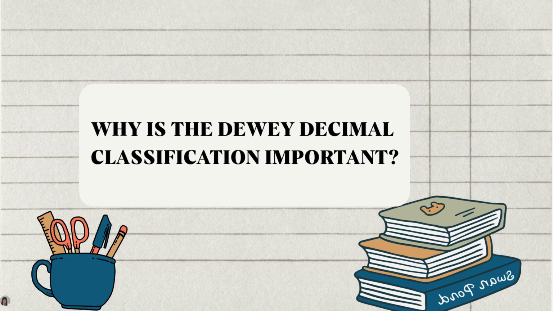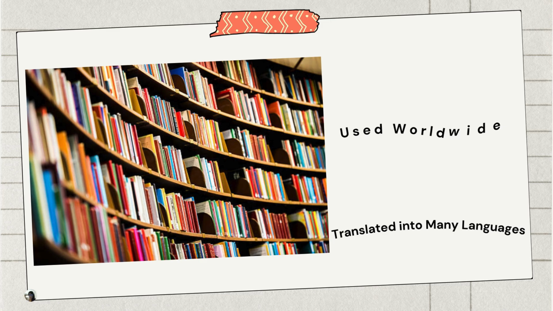Why is the DDC important? The Dewey Decimal Classification System is important because it is how many libraries, including school libraries, organize their books. Library users must be familiar with this classification system in order to find a book on the shelf. Over 130 countries use the DDC, and it is translated into over 30 languages, including Arabic, German, and Vietnamese.